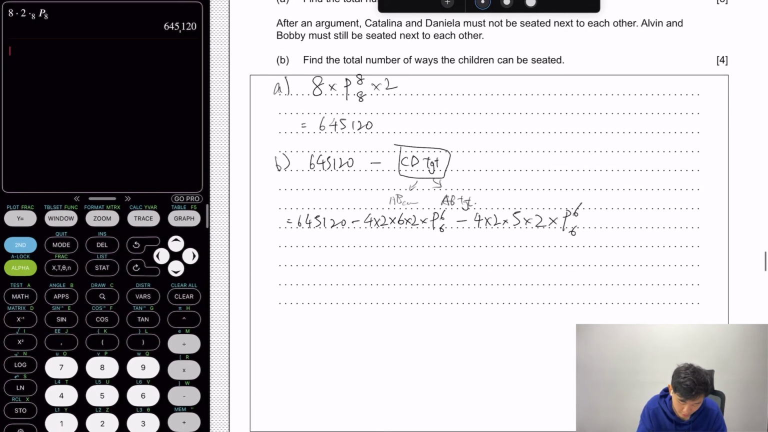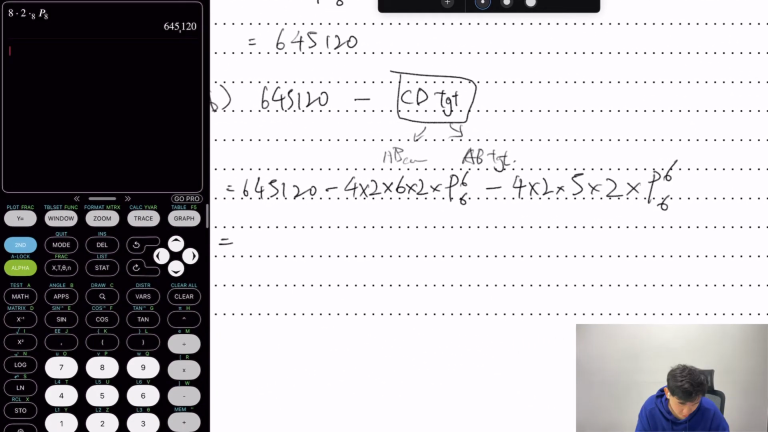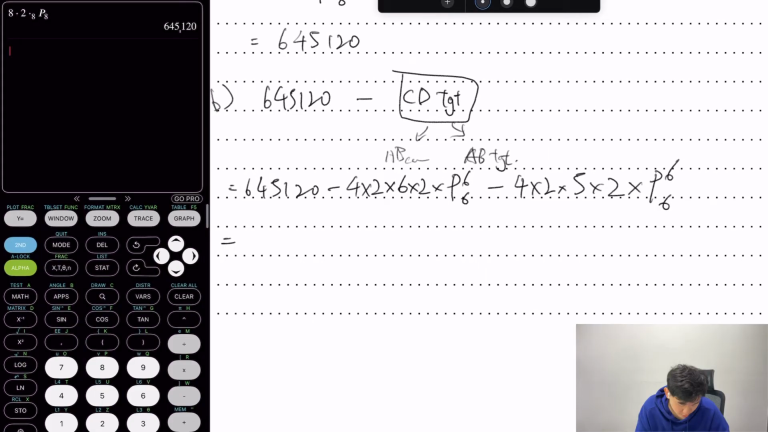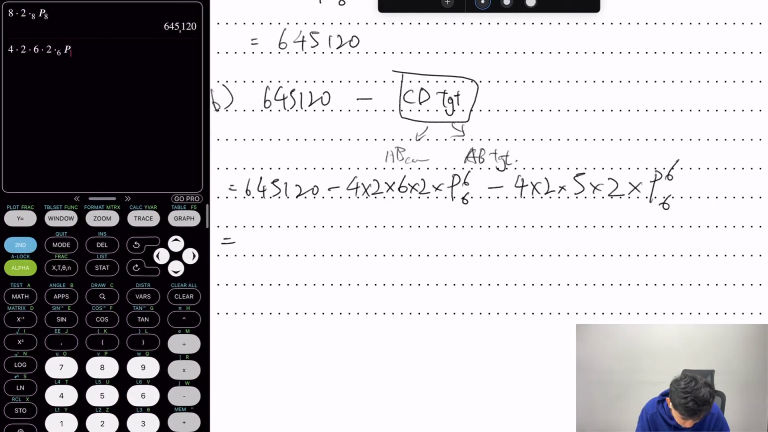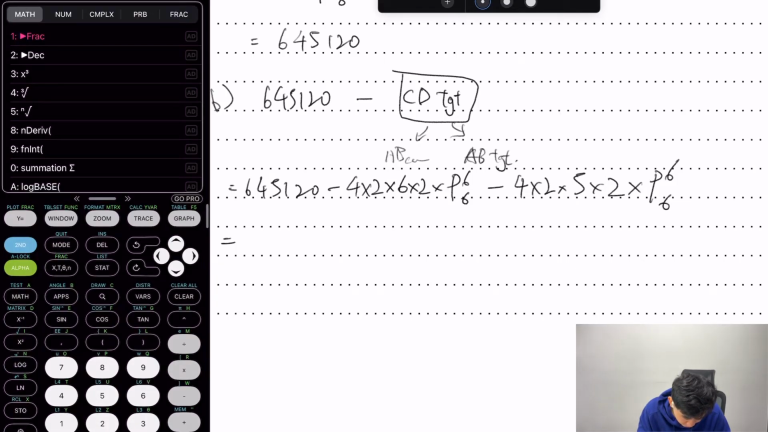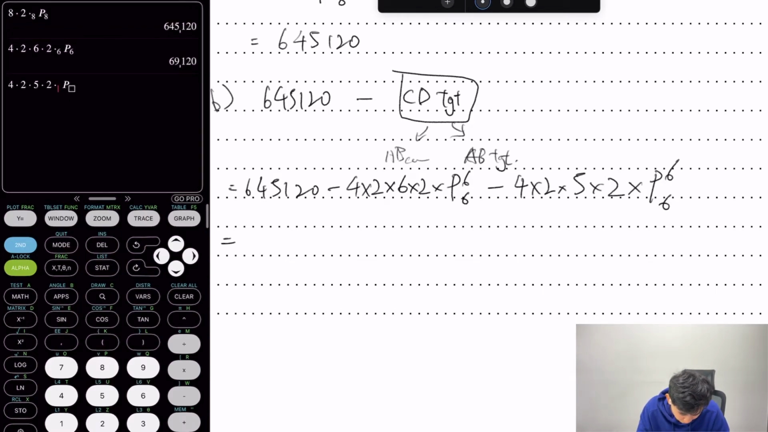Okay, so now we can calculate it. You can actually calculate in one go. But I just want to calculate 6 times 2. That's 4 times 2 times 6 times 2 times, math, probability, and then 6P6. Okay, and then what is another one? 4 times 2 times 5 times 2 times, again, math, probability and nPr. This is 6P6. That's going to be that.